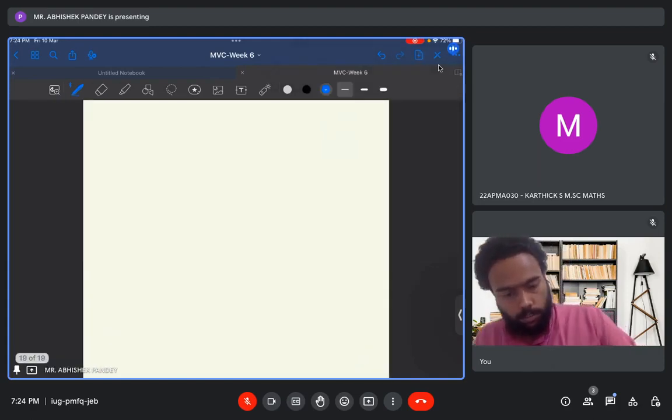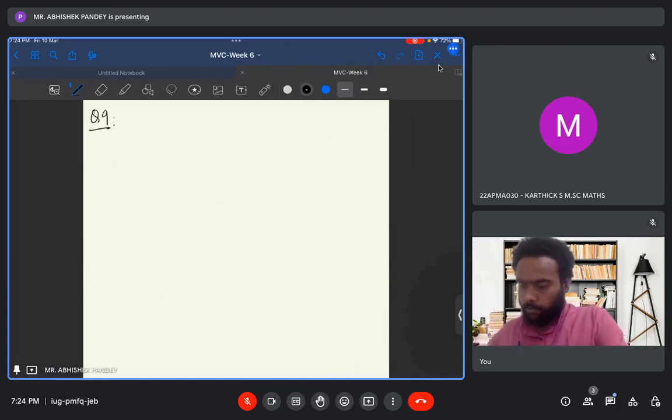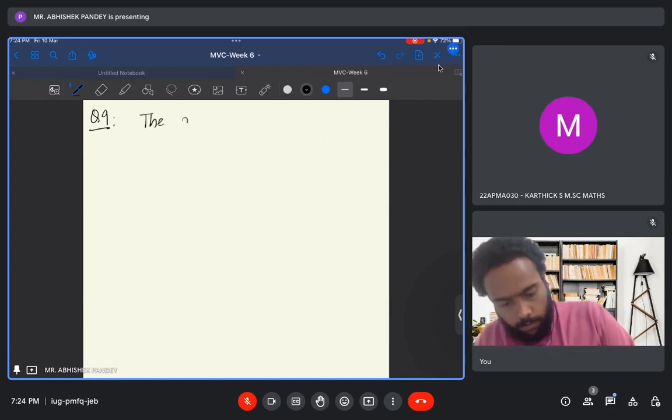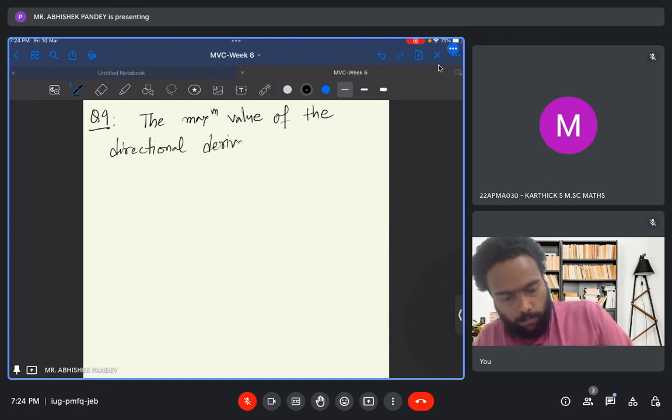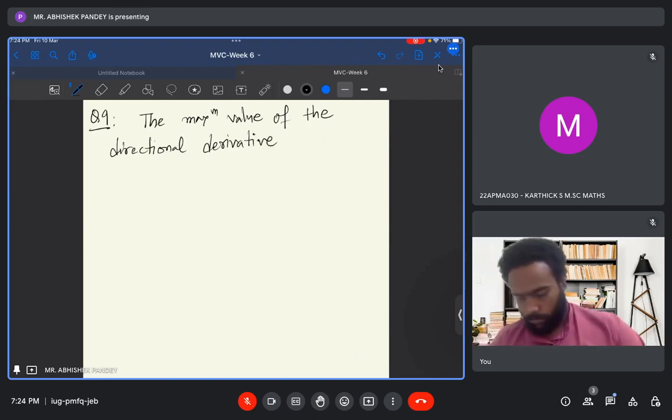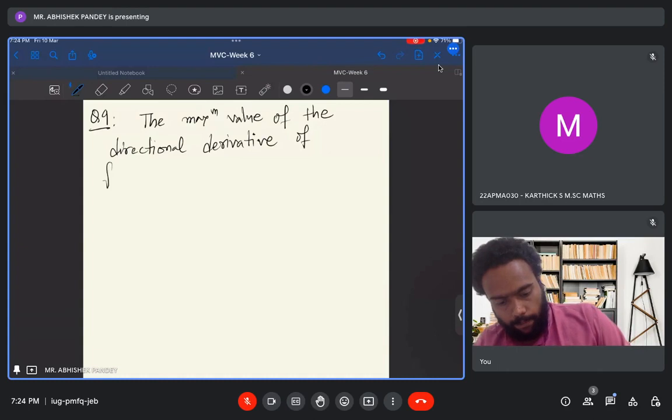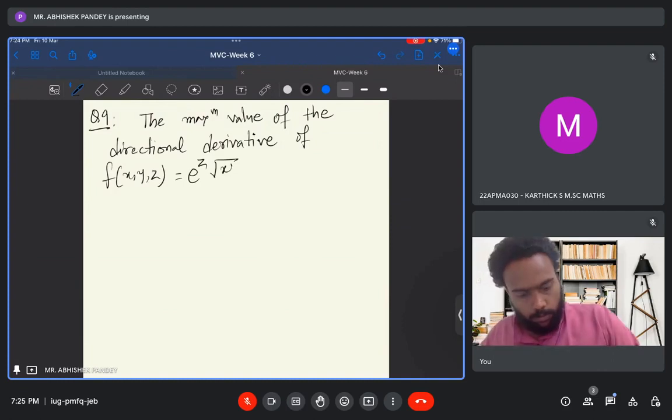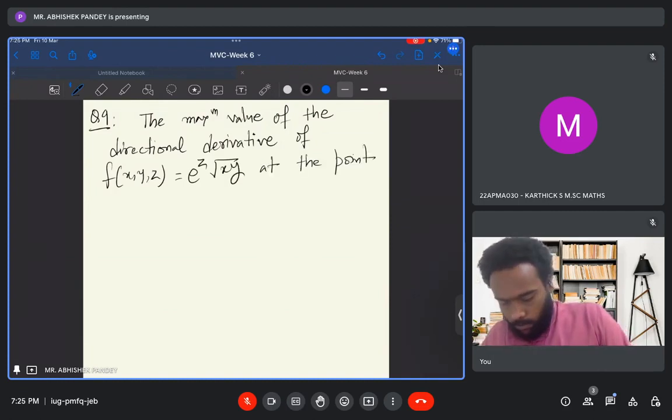The next question, let us look at question number 9. Question number 9 is to find the maximum value of the directional derivative of f of x y z equals e to the power z root over xy at the point 2, 2, 4.